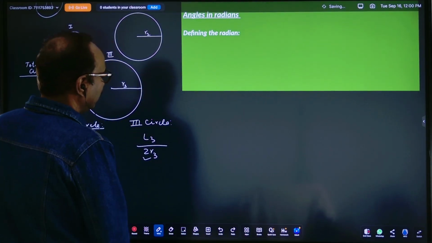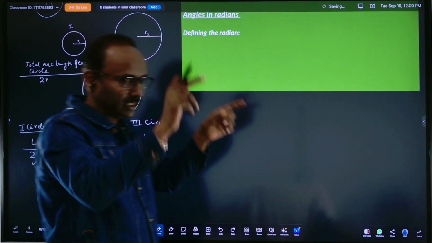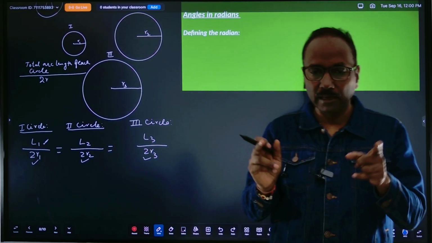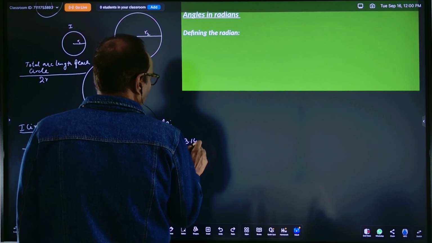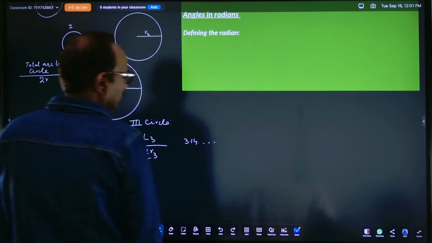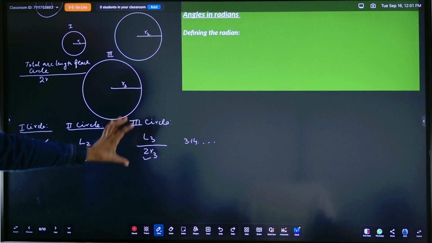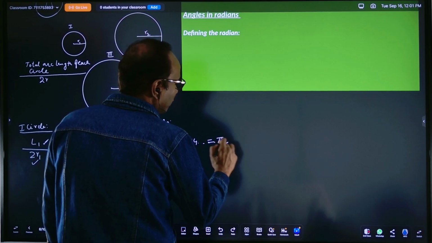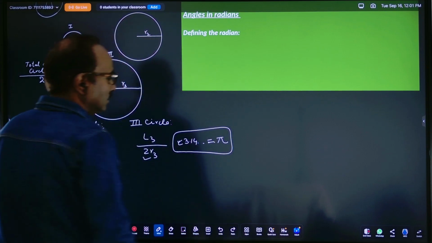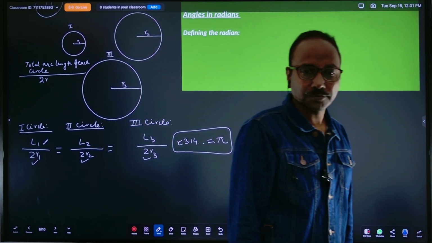And this value they gave the name pi, because this ratio for any circle, the entire periphery length divided by the diameter, came to about 3.1415 and so on. So this ratio was constant for any kind of circle, and this constant value was given the name pi. So from here we got the value of pi.